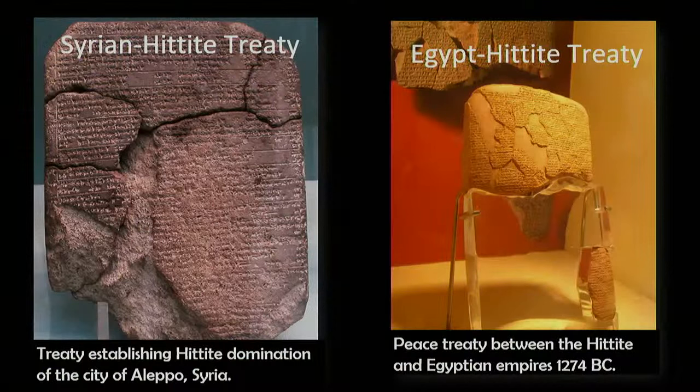The tablet on the left contains a treaty establishing Hittite domination over the city of Aleppo in Syria. The tablet on the right is a peace treaty between the Hittite king and Ramses II. The Hittite Empire, like others, made treaties with civilizations they conquered. 24 of these treaties have been discovered up until now, which provide a better understanding of the treaties that are taking place in the Old Testament.